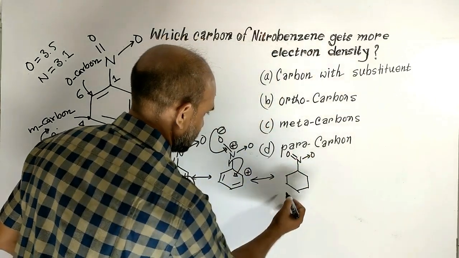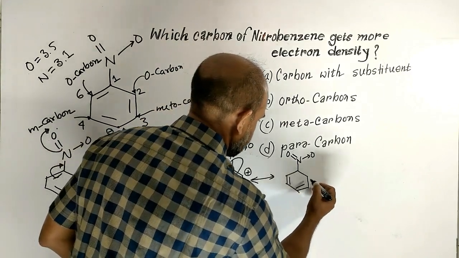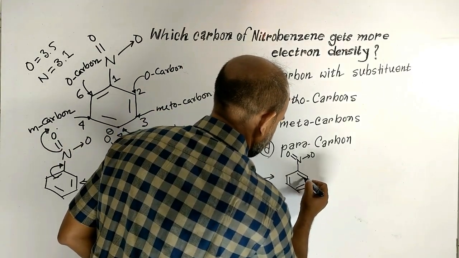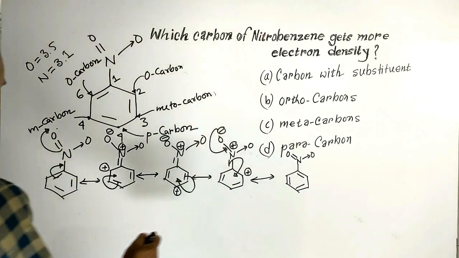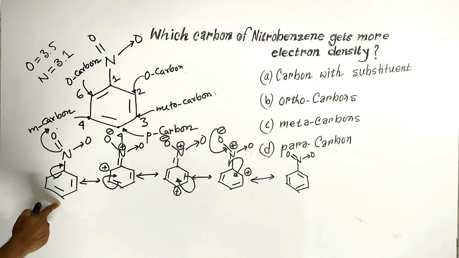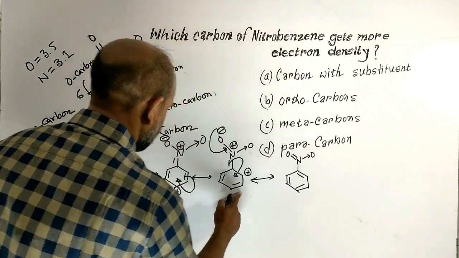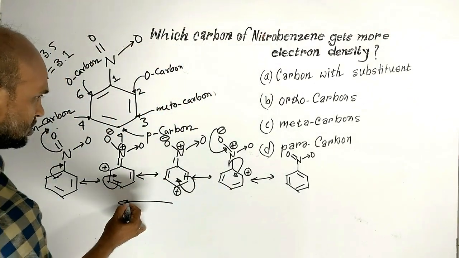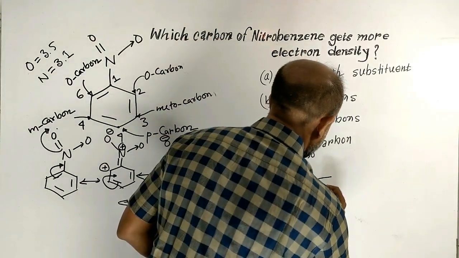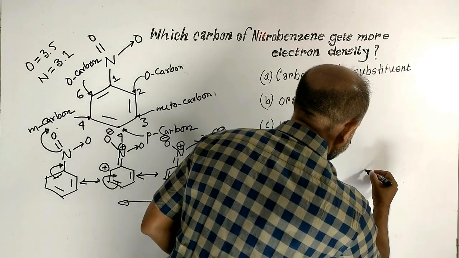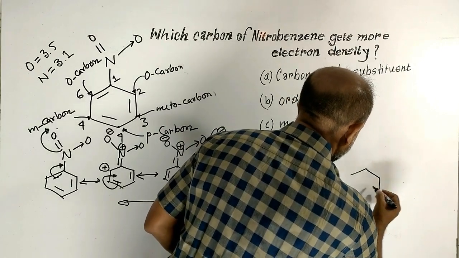Double bond here, here double bond. That is, the previous structure is obtained. Again, it becomes this and so on. That is, the resonance hybrid we can draw in this way.